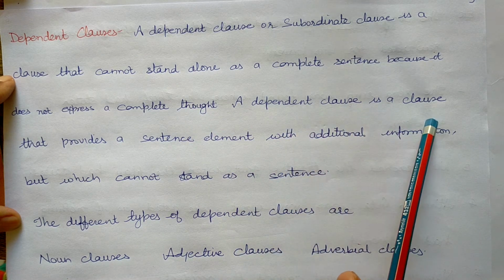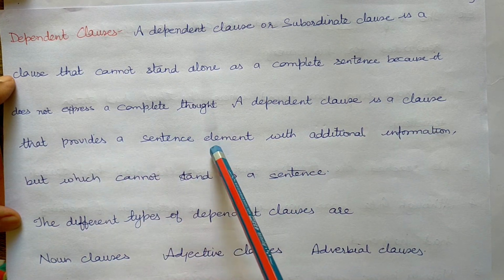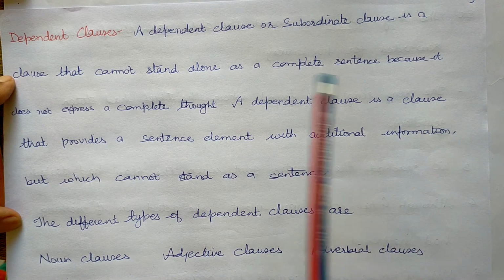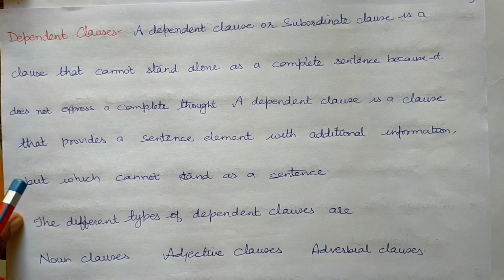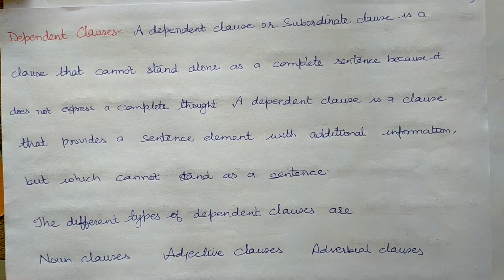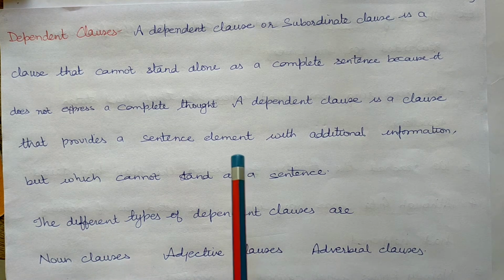A dependent clause is a clause that provides a sentence element with additional information but which cannot stand as a sentence. And for independent clause, we have read that an independent clause functions on its own to make a meaningful sentence. An independent clause can also be joined to other dependent or independent clauses to make a complex sentence, but a dependent clause is a clause that cannot stand alone as a complete sentence because it does not express a complete thought.